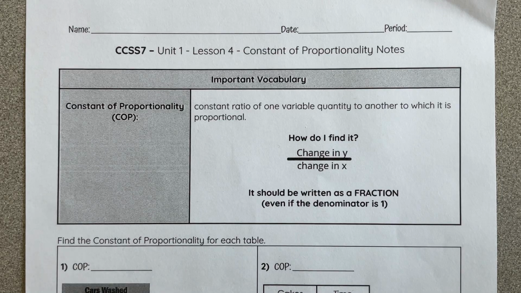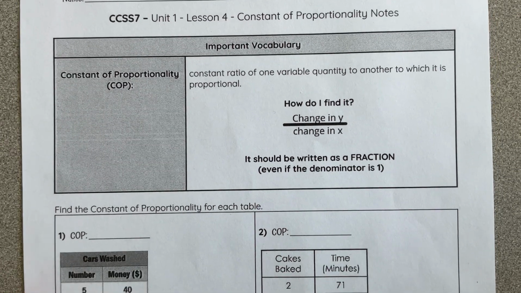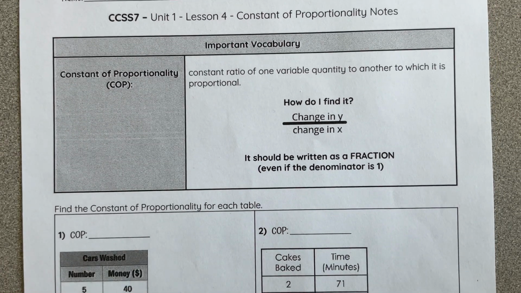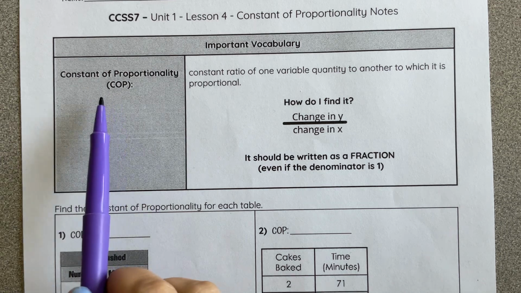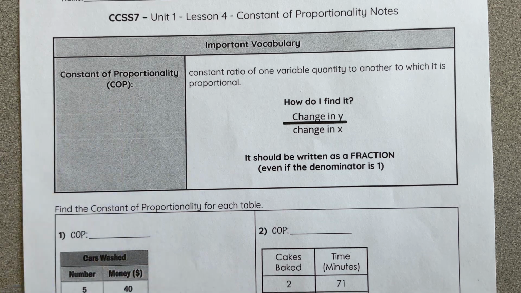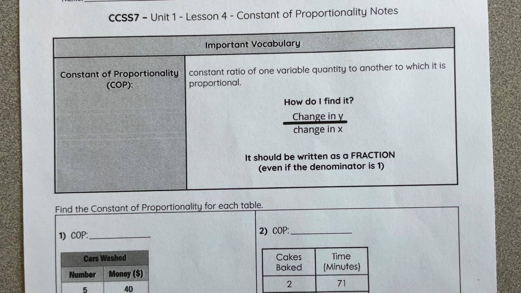All right, we are going to look at the constant of proportionality. So some important vocabulary that we need to know is, what is the constant of proportionality? You're going to see us abbreviate it as COP just so it can fit easily on the notes. But what it is, it's a constant ratio of one variable quantity to another to which it is proportional.